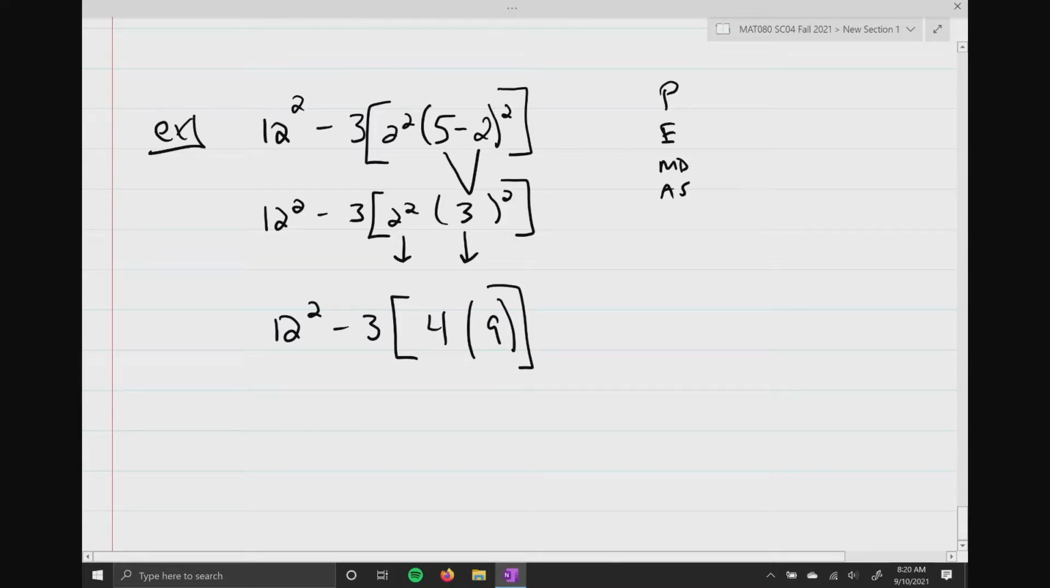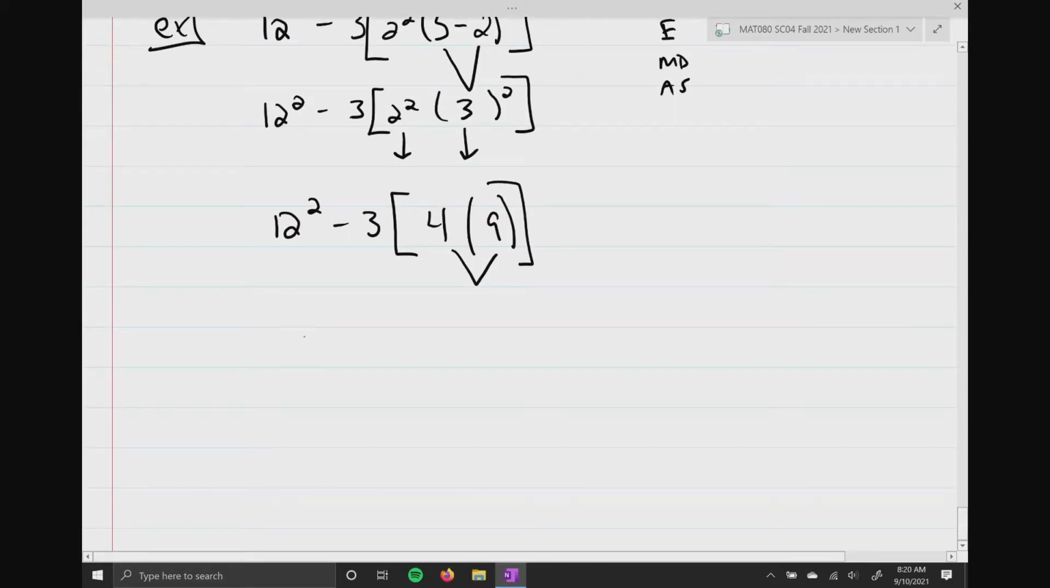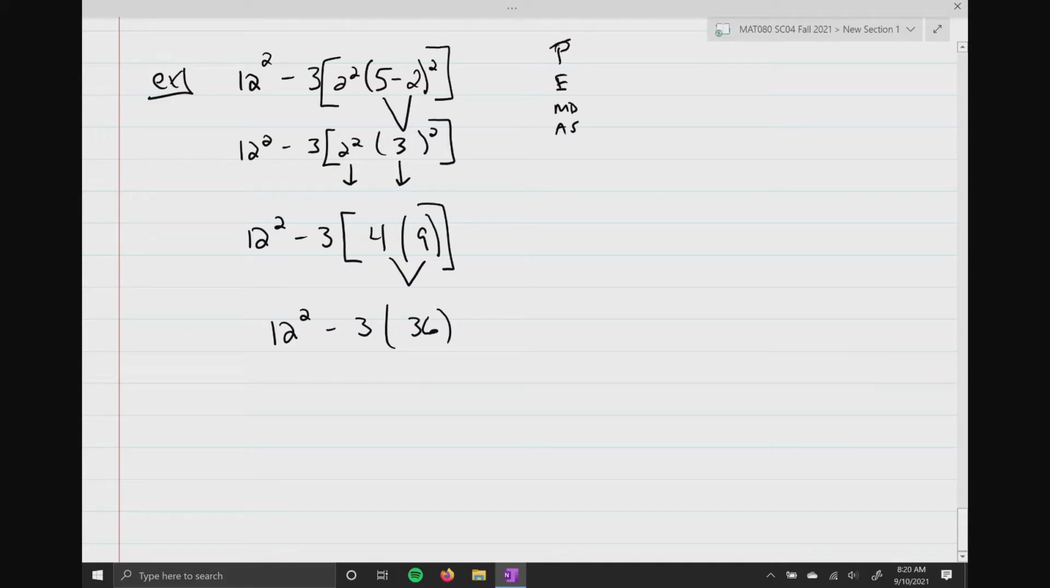Last thing I'm going to do, inside the parentheses here, inside the brackets, I'm just going to multiply 4 times 9, which is going to give me 36. So parentheses are done. Now I'm going to just tie up any loose ends with my exponents. That's going to be all the way out front. 12 to the second is 144. Minus 3 times 36. So now my exponents are done. Next, I'm going to multiply 3 and 36. Now, 3 times 36 is 108, am I correct?